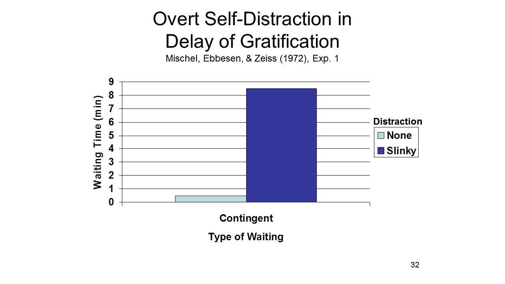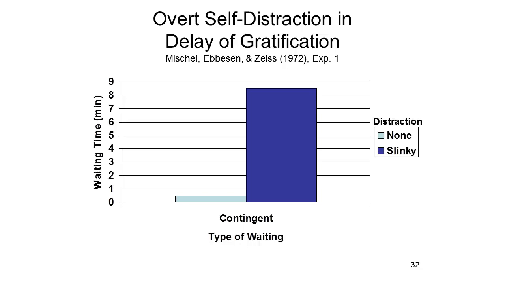All the children had to wait in the presence of the reward, but some children were given a slinky toy that they could play with, effectively distracting themselves from the reward. Those children who were given nothing to do couldn't wait very long, but those who were given the slinky toy to play with were able to wait much longer. Their overt behavior, playing with the distracting slinky toy, effectively created a situation in which they were able to wait for a fairly long period of time.